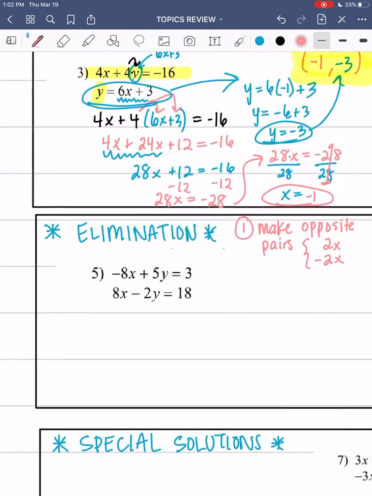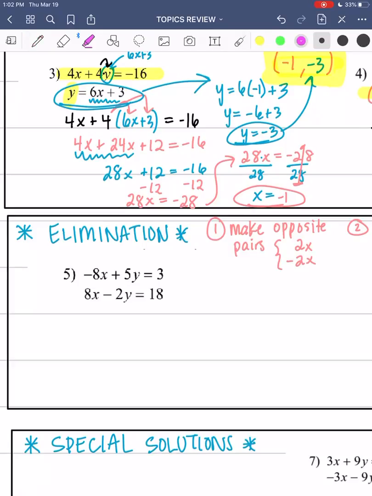So here we go. Let's try this one. Look, we already have minus 8x and positive 8x. So there's our opposite pair. So we are ready to add. We are going to add these two equations all the way together. So minus 8x plus 8x, well, that's 0 x's. I don't even need to write that. 0 x's.